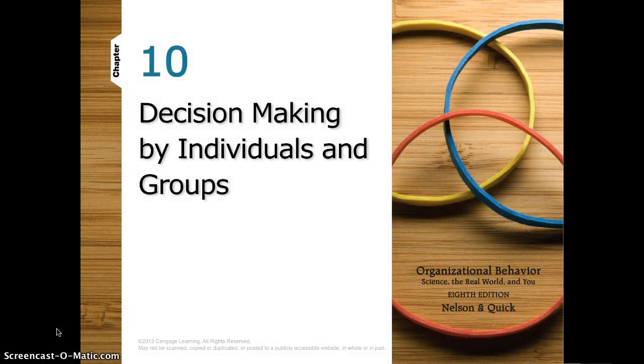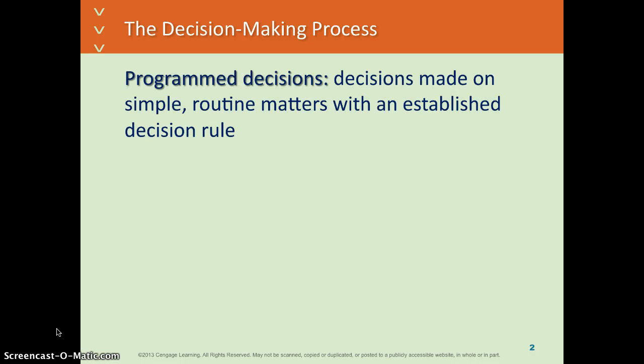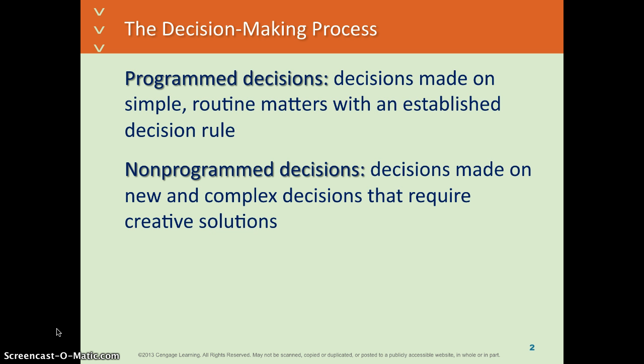Chapter 10, Decision Making by Individuals and Groups. When we think about decisions, they fall into two categories. Programmed, which tend to be simple, like what am I going to eat for breakfast? Non-programmed, where they're complex and require a lot more thought process.